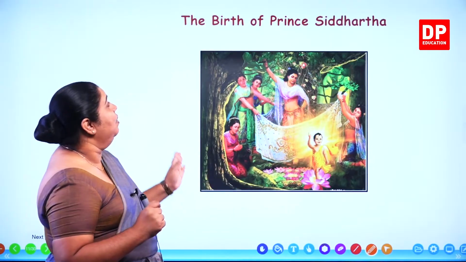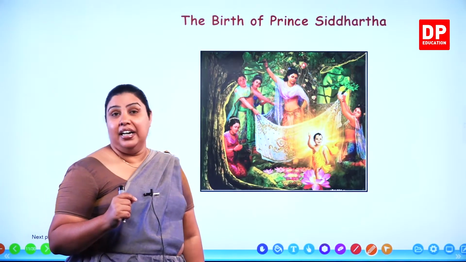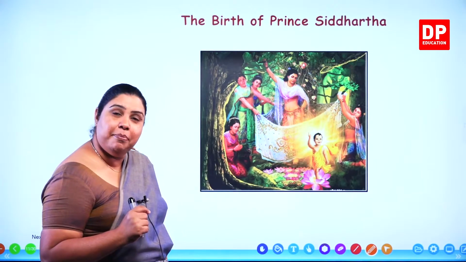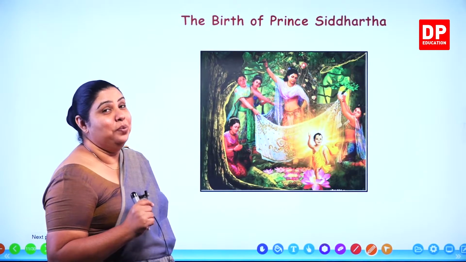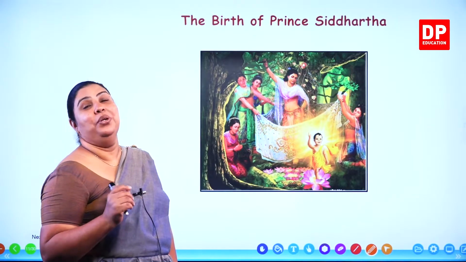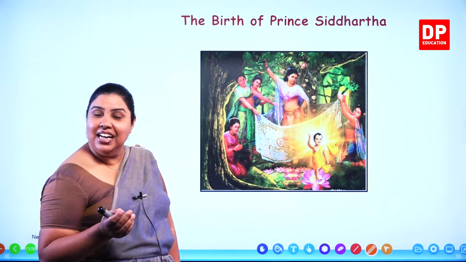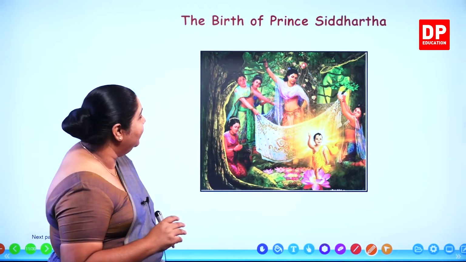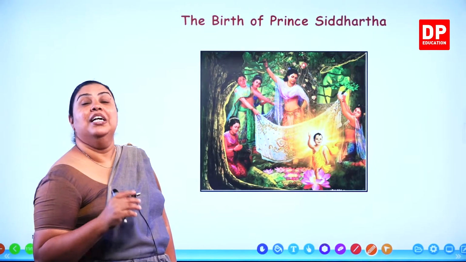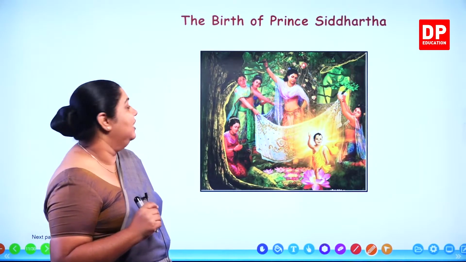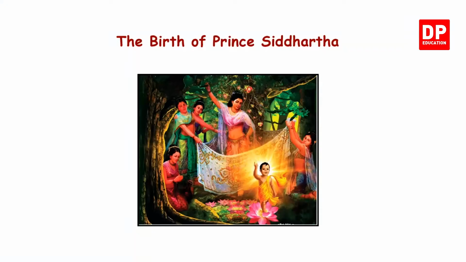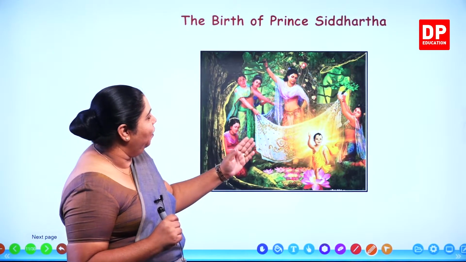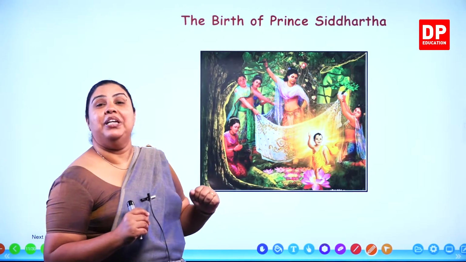This is the birth of Prince Siddhartha. Where did this happen? In the Lumbini Saluyana. We say the Lumbini Sal garden. Prince Siddhartha was born in the Lumbini Sal garden. Can you see how it has happened? Very beautiful, right? So this is a picture of the birth of Prince Siddhartha.